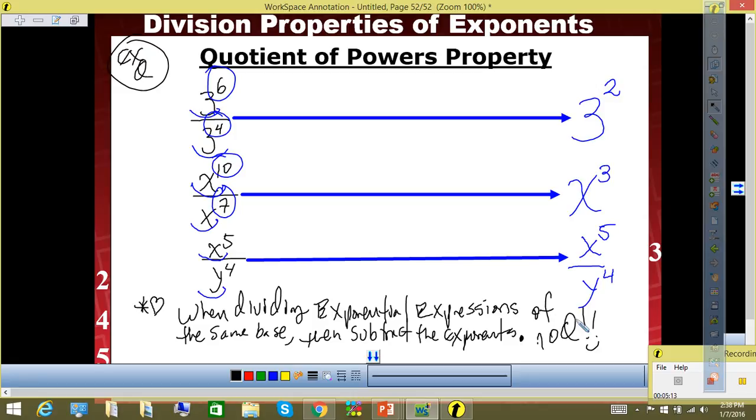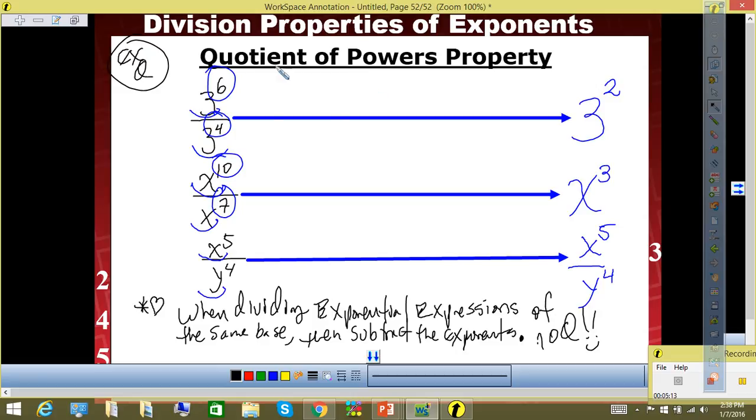Does that make sense? Yeah, right? Let's read it again. It says, when dividing exponential expressions of the same base, then subtract the exponents. Well, let's see. Were these the same base? Yes. 6 minus 4, that's 2. Were these the same base? Yes. X, 10 minus 7, that's 3. Were these the same base? No, that's why they remain the same.